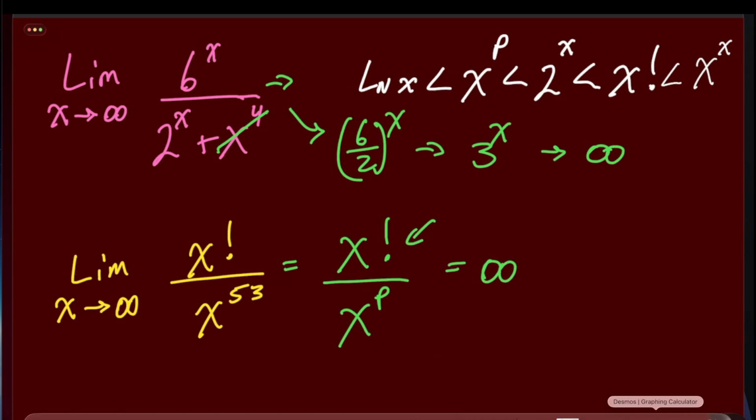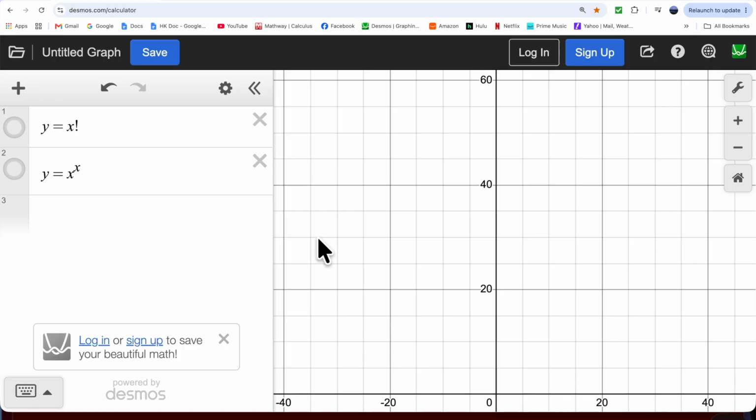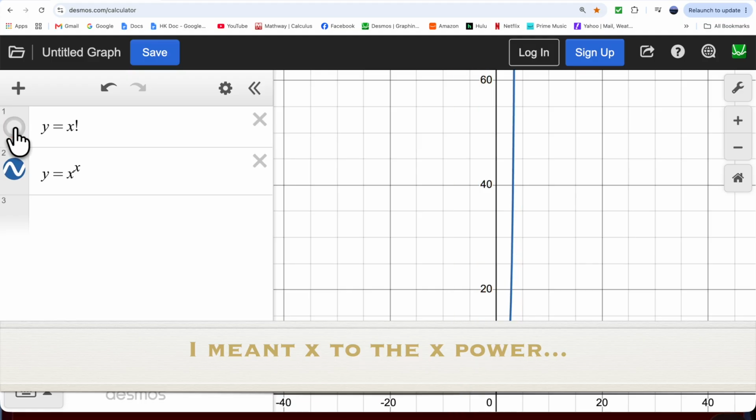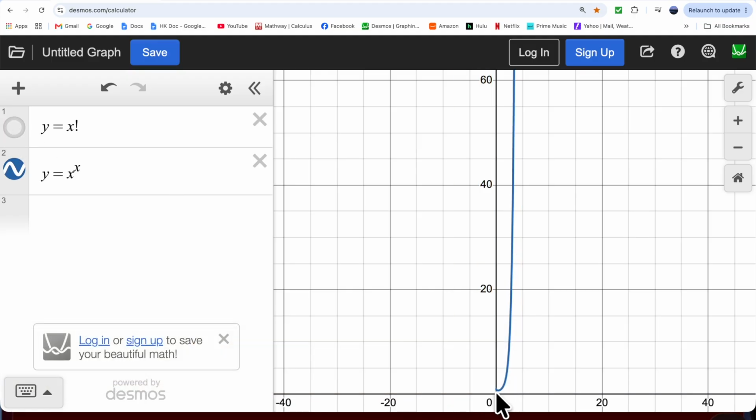Let's take a quick look on Desmos at these 2 unique functions. The first is x factorial. You could see it's this wild function here when x is negative, but as x approaches infinity, you see that the y value heads towards infinity. For y equals x to the x, this thing is just a rocket from the get-go. It just goes straight up. So this is the fastest function that I think you'll see in a typical calculus limit.